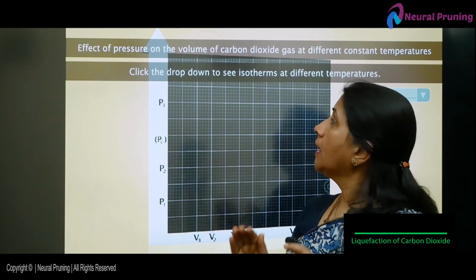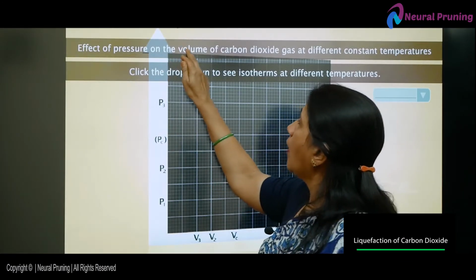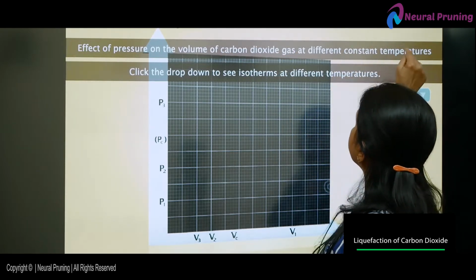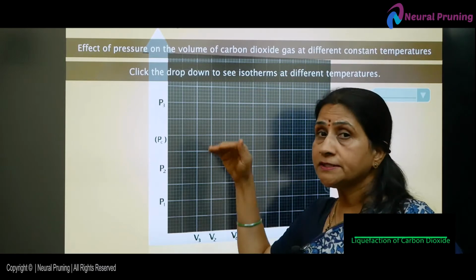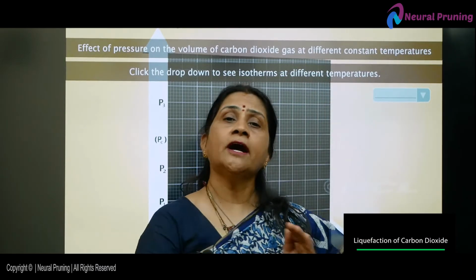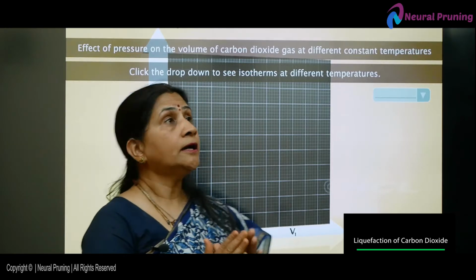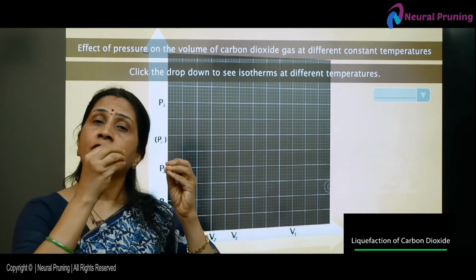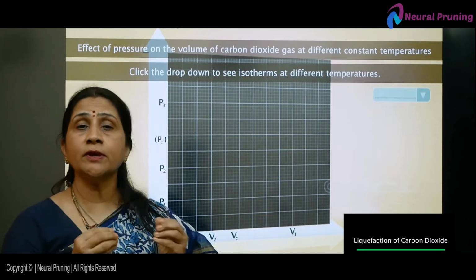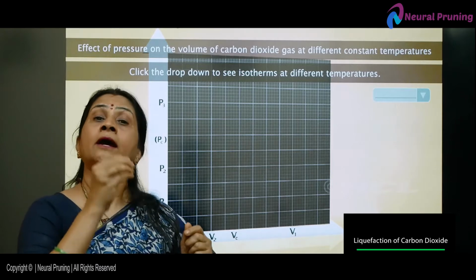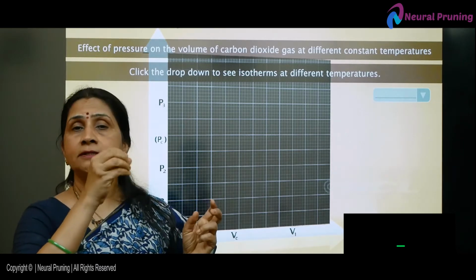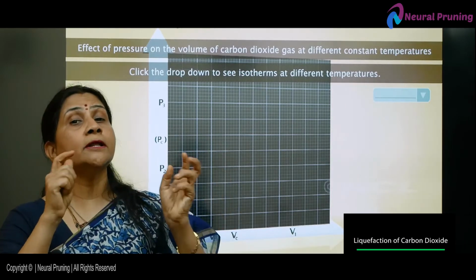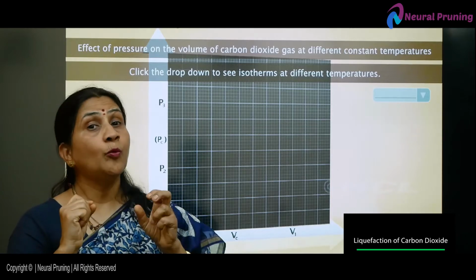We will discuss the effect of pressure on the volume of carbon dioxide gas at different constant temperatures. With the help of this animation, I'll show you, when we vary the temperature, what the effect of pressure on the volume is. That means we have taken a certain volume of carbon dioxide gas, and we are maintaining a certain temperature. At that temperature, what is the pressure and what is the volume for the carbon dioxide gas.